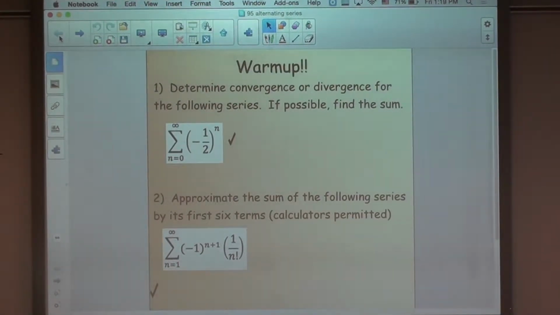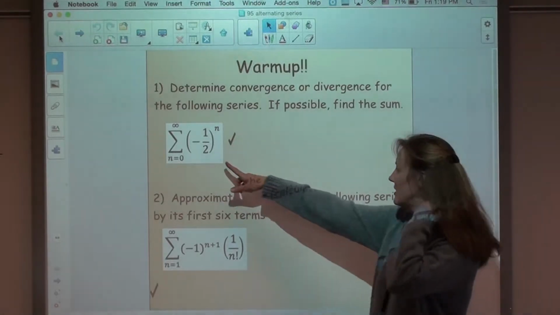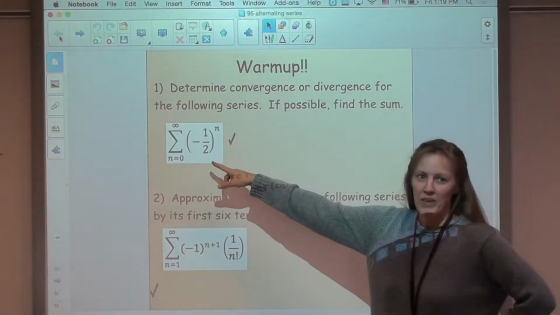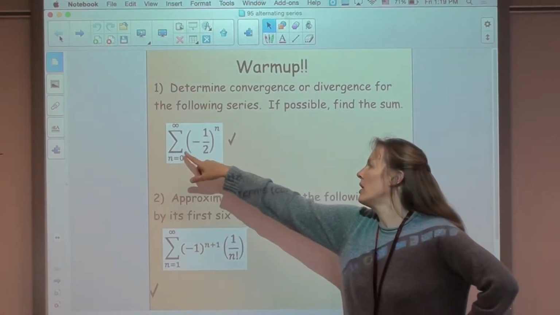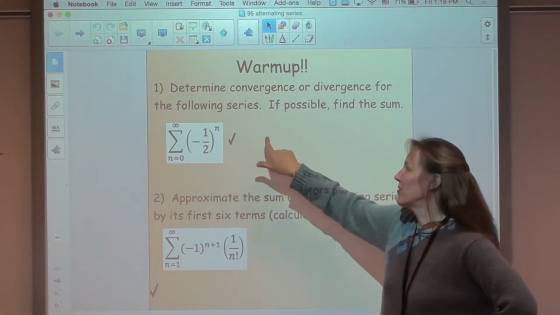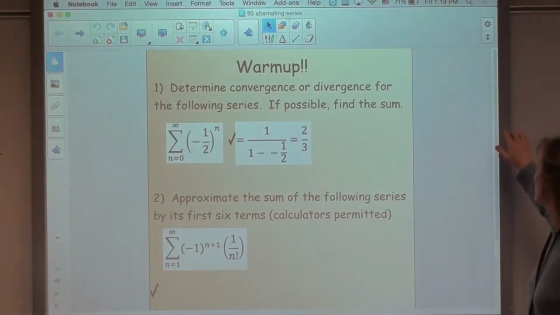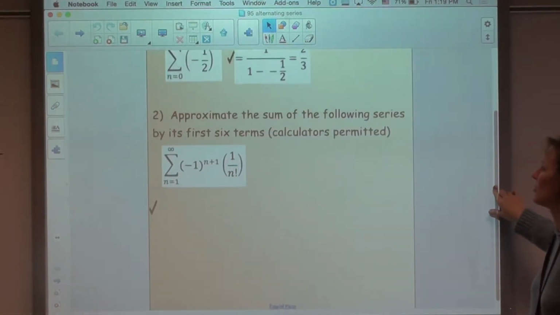Okay, so for the first one, we already said this, but I'm saying it again real quick for the film, that this one converges because it is a geometric series with an absolute R that is less than 1, and it converges to 1 over 1 minus negative a half, right? And that equals 2/3.